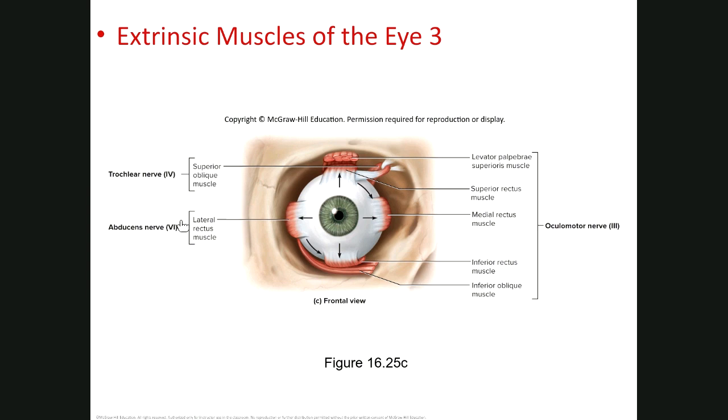If you are moving both eyes to the left, then the medial rectus of the right eye will contract. The lateral rectus of the right eye will be passive. On the left eye, the lateral rectus will contract. The medial rectus will be passive, and therefore you're able to move to the left side. Same thing with superior and inferior. You activate the superior, both eyes go up. Activate the inferior, both eyes go down.